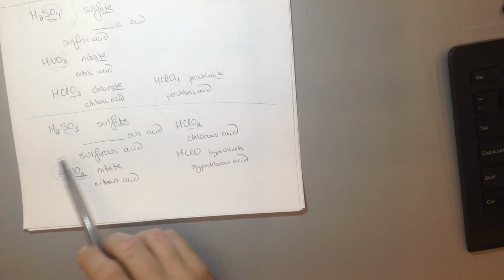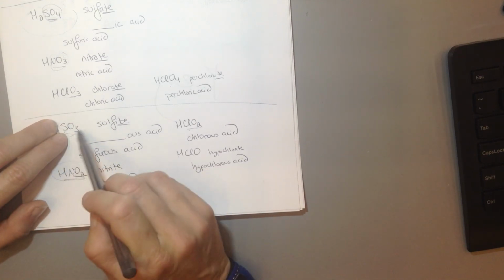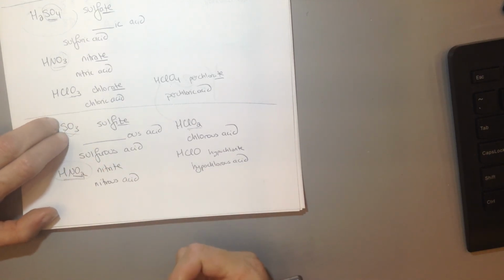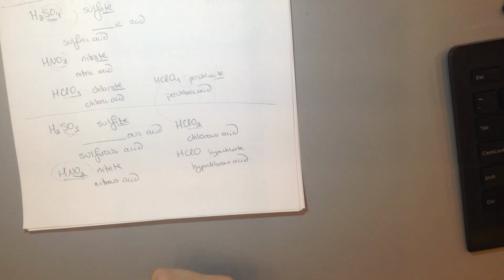We get rid of the hydrogens and ask, what would the name of this be if we didn't have hydrogens around? Then look at the ending of that name, and from there you can go from the ending to how we would name the acid.